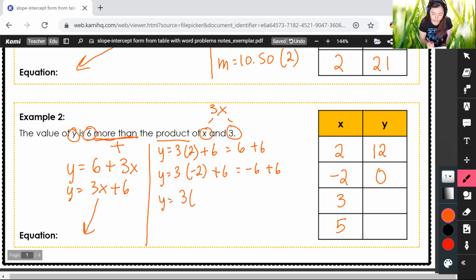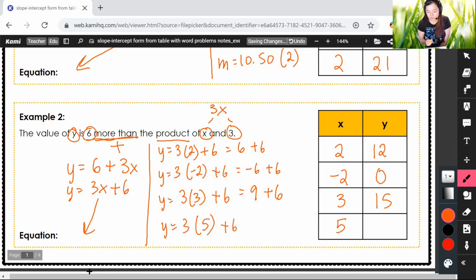Y equals 3 times 3 plus 6 is 9 plus 6. Use another little mental math trick. You know, 9 plus 1 is 10. So you can take 1 away from the 6 to get 10. And then it becomes 10 plus 5, which is 15. Lastly, y equals 3 times 5 plus 6. Hopefully you don't have to put 9 plus 6 into your calculator, but if you have to, at least you'll get the answer right. 3 times 5 is 15. 15 plus 6 is 21.